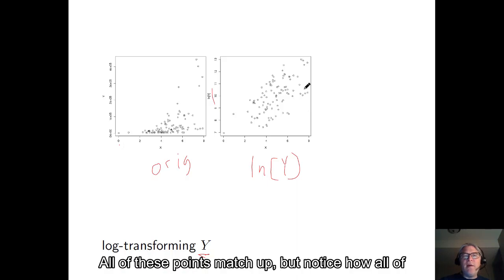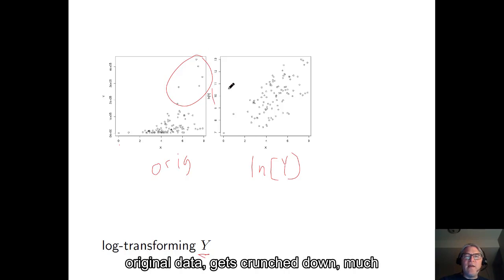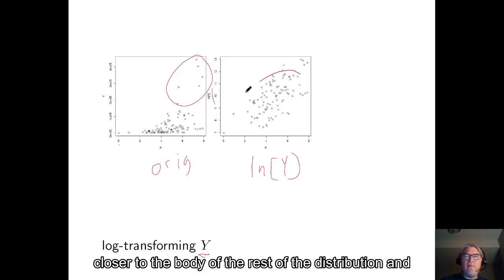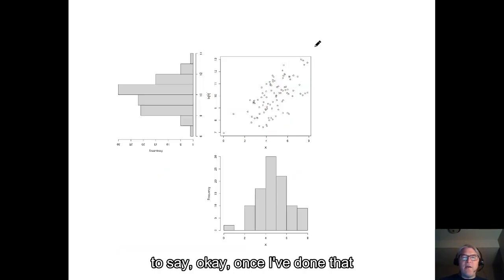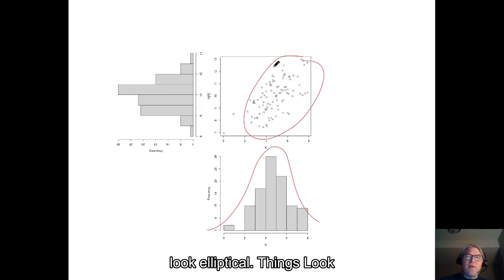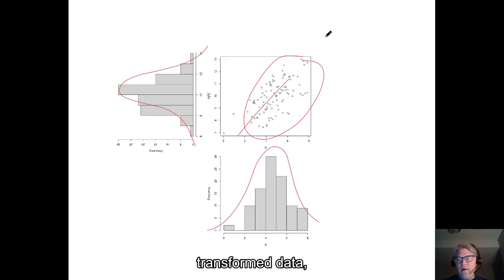All of these points match up, but notice how all of these points that are really large in the original data get scrunched down much closer to the body of the rest of the distribution. They're no longer outliers, and it really crunches down that right-skewed tail in the y-axis. And so now this looks much better. And so now we can just proceed to say, okay, once I've done that transformation, I check, things look elliptical, things look normal on each of the axes, the association seems to be linear. I can do a correlation analysis on the transformed data.